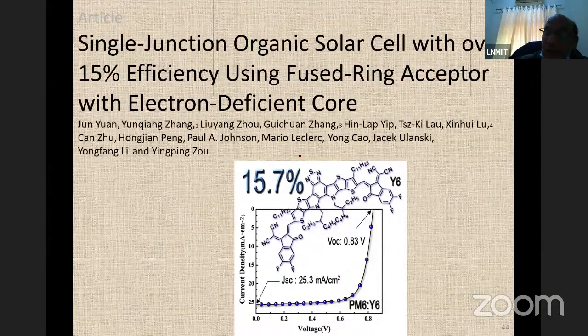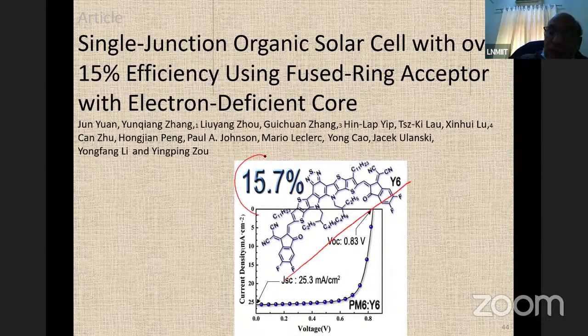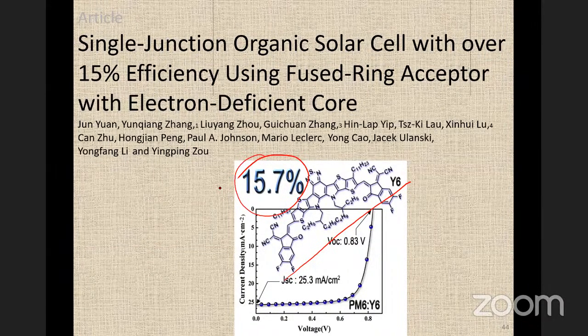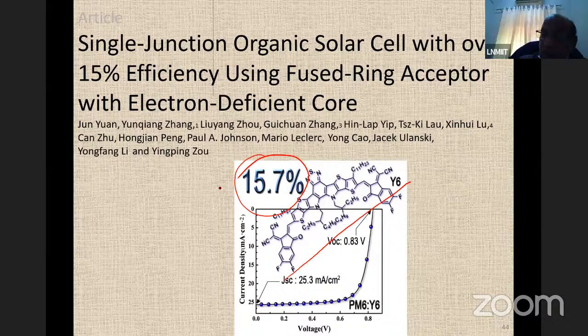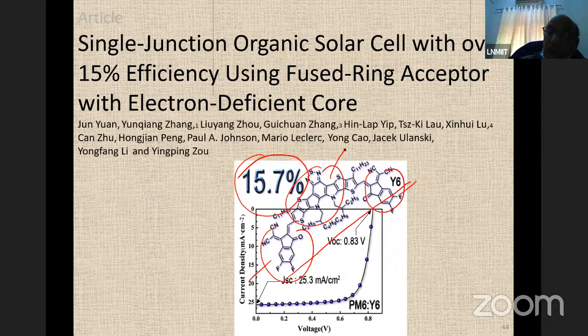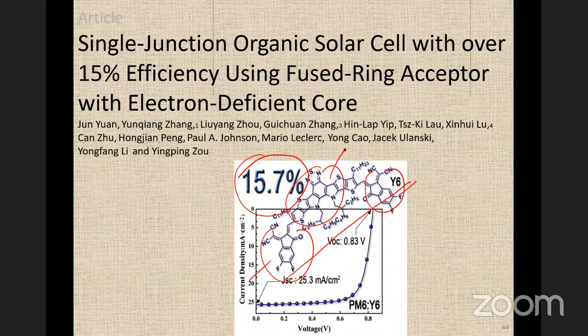A Chinese group developed another type of non-fullerene acceptor, denoted as Y16. They got efficiency of about 15.7%. After that, people started to work on the Y16 series, modifying this unit here, this unit here, this unit here. So we can modify this, we can modify this, we can modify this, and many types of non-fullerene acceptors can be designed.